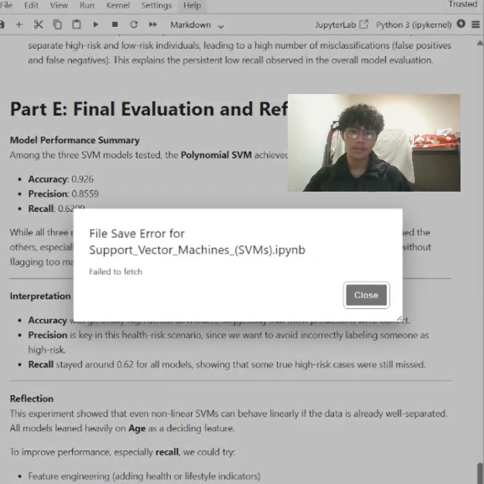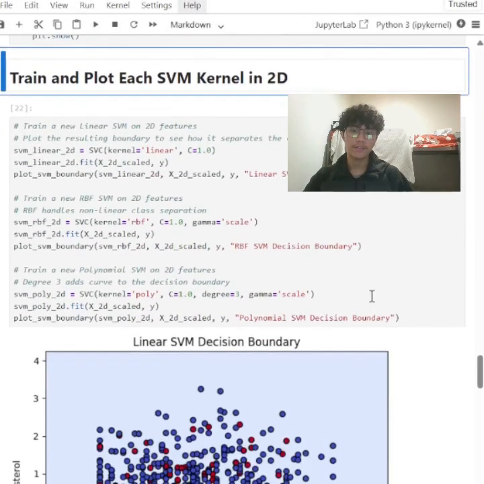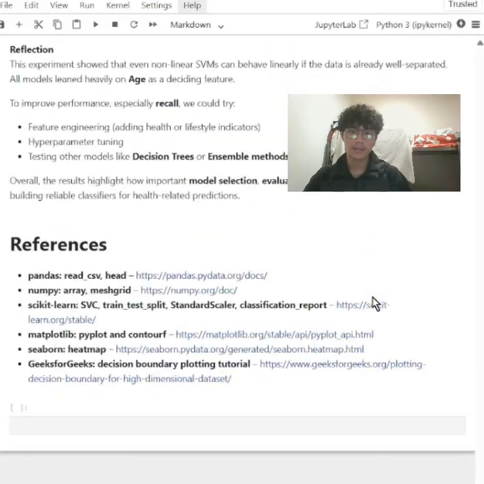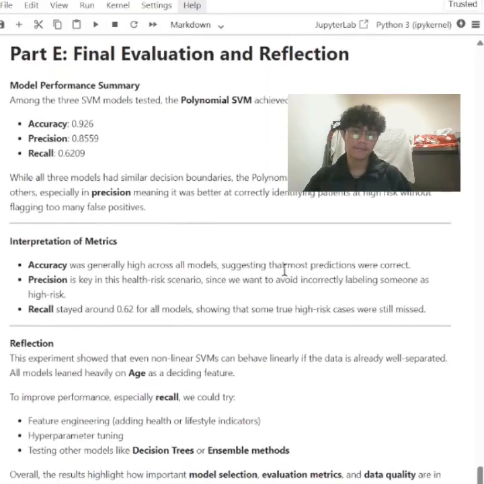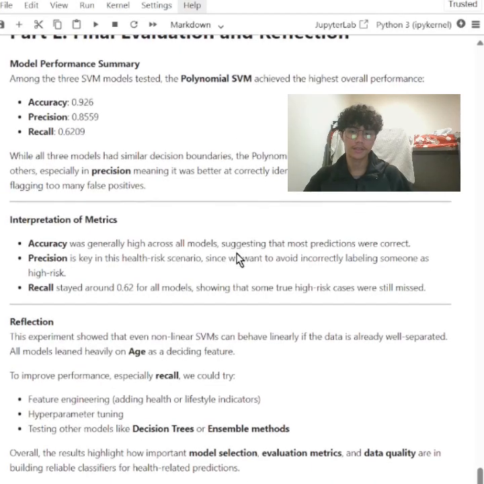So this project showed us that even sophisticated models like SVMs can behave linearly if the data suggests it. To further enhance our model, especially to boost recall, we could explore feature engineering, adding more health or lifestyle indicators, fine-tune our hyperparameters, or even experiment with entirely different machine learning models like decision trees or ensemble methods.